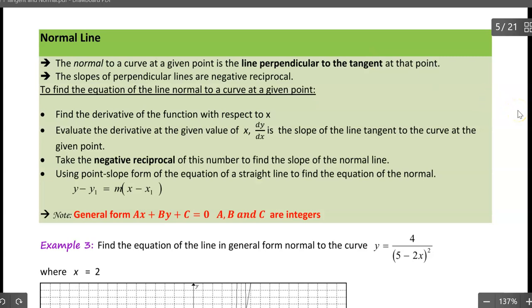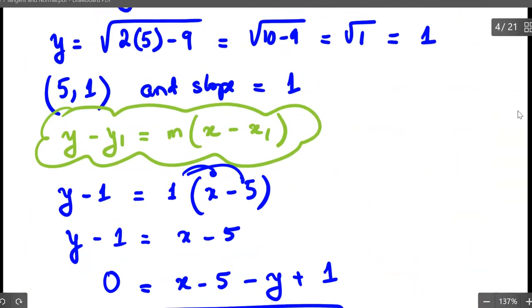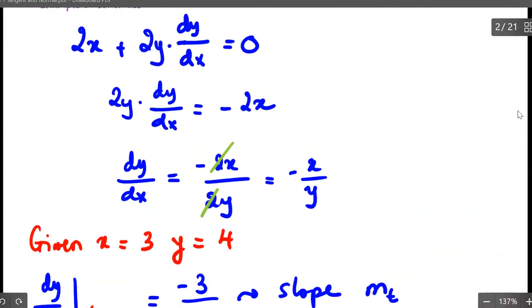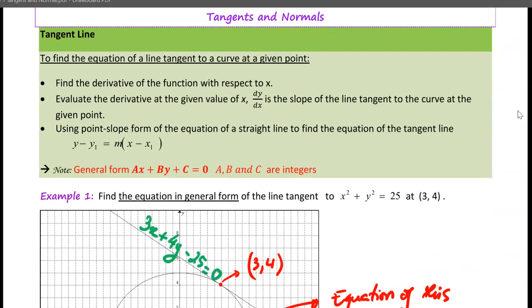So perhaps it's a good idea that I go back to our previous lesson and review a little bit for everyone. In the previous lesson, we were talking about a line tangent to a curve. In finding the equation of a line tangent to a curve, we need to differentiate the function with respect to x. Then, if the value of x is given to us, we will substitute that value of x into the differential equation to figure out dy over dx. Then dy over dx is the slope of the line tangent to the curve at that given point. So that is the whole idea behind finding the derivative of a function.